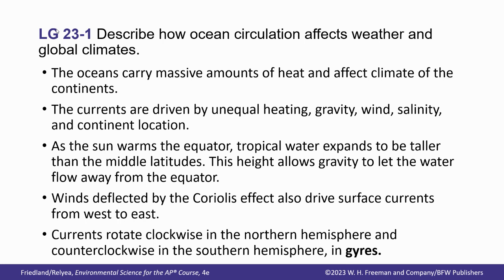As the sun warms up the equator, the tropical water expands to be taller than the middle latitudes. This height allows gravity to let the water flow away from the equator. The wind, deflected by the Coriolis effect, also drives surface currents from west to east, and currents rotate clockwise in the northern hemisphere and counterclockwise in the southern hemisphere in gyres.